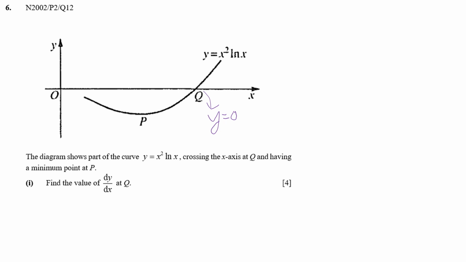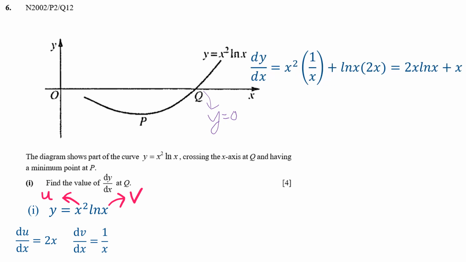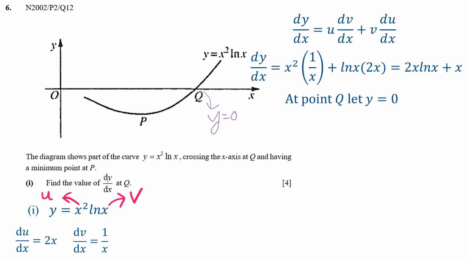Let's find dy/dx first using our product rule. So I'm going to let x squared be u, ln x be v. So du/dx will just be 2x. The dv/dx will be just 1 over x. Plug into your product rule, you will get 2x ln x + x. And the next step is at point Q, I need to find my x coordinate to substitute into my dy/dx. Right, so I'm going to let x squared ln x equal to 0.